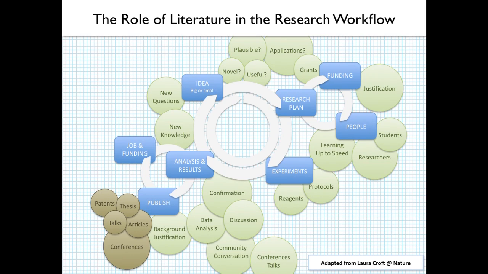So let's talk about what research is for a second, assuming that this works. This is a slide about the role of literature in research. Let's say that research starts out with an idea. It's either a big idea or a small idea. And then you start to ask a couple of questions about it. Is that a novel idea? Is it useful? Does it have applications? That's big if anybody here is looking at NSF guidelines and things like that. Is it plausible? Is this something we could actually carry out? And so literature is one of those things that helps us get from the idea to an actual research plan.